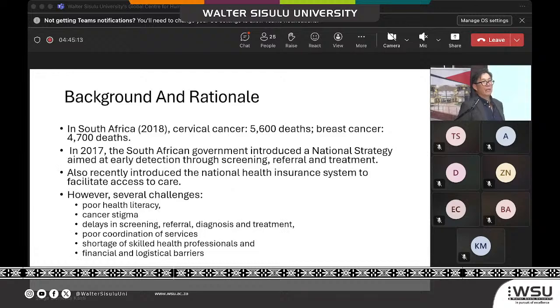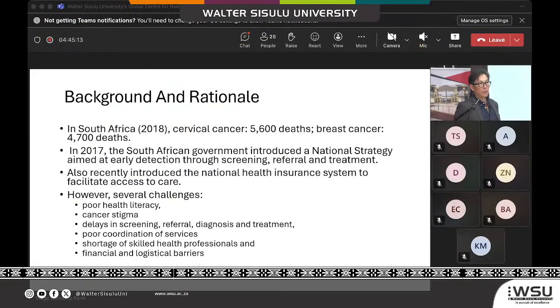And so the rationale and background for this study. These are statistics, again, that are probably not surprising to you. In 2018, cervical cancer resulted in 5,600 deaths in South Africa and 4,700 deaths for breast cancer. In 2017, the South African government introduced a national strategy aimed at early detection for screening, referral and treatment. It also recently introduced the national insurance system to facilitate access to care. So all these things are highlighting positive policy intent in terms of improving access to treatment for these cancers. However, there are a number of barriers to success here.